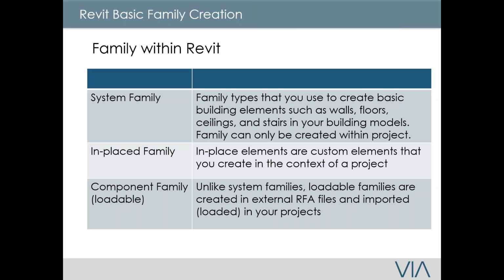Now, what is family? Well, there's three types of family. There's system, in place, and component family. All of them behave differently. System family is basically any families that are inside your project, like floor, roof, wall. Those are called system family. In-place family is basically when you create a customized family within your project. Component families are like a loadable family that you can load into the project.